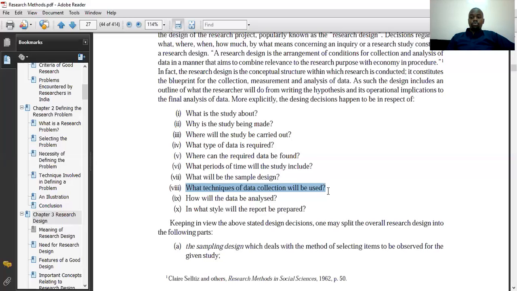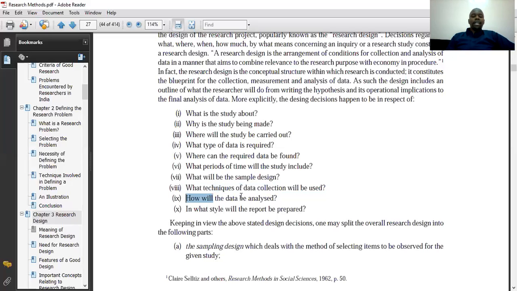We're also going to go to data collection, but of course by now you have already learned in other avenues that you can use different methods to collect data, like questionnaires, interviews, observation, and other secondary sources like journals, books, magazines, biographies, autobiographies, diaries. So what techniques of data collection will you use? You also include that. What am I going to use to collect data?